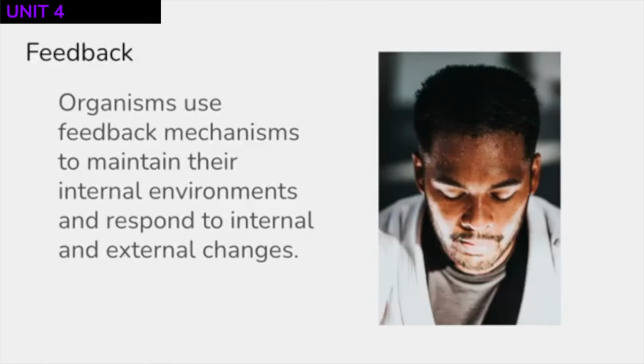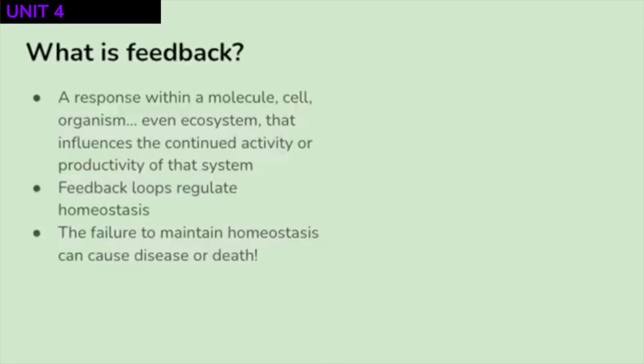So feedback is used by organisms to maintain their internal environments and respond to internal and external changes. We can also see feedback loops at the cellular level, the organismal level, or at an environmental or population level. Feedback is a response within a molecule, cell, organism, even an ecosystem that influences the continued activity or productivity of a system. Feedback loops help regulate homeostasis, or the internal balance all organisms need to survive. The failure to maintain homeostasis can cause disease or death, meaning that the failure to maintain feedback loops can also lead to disease or death.